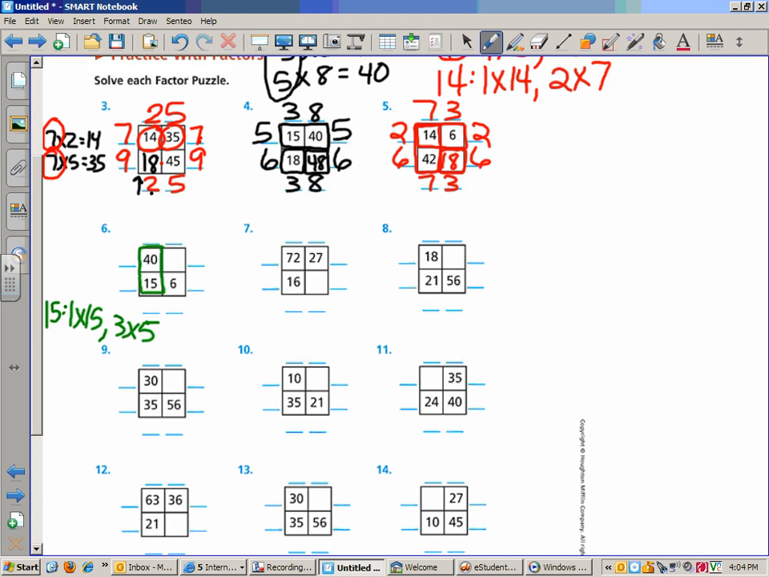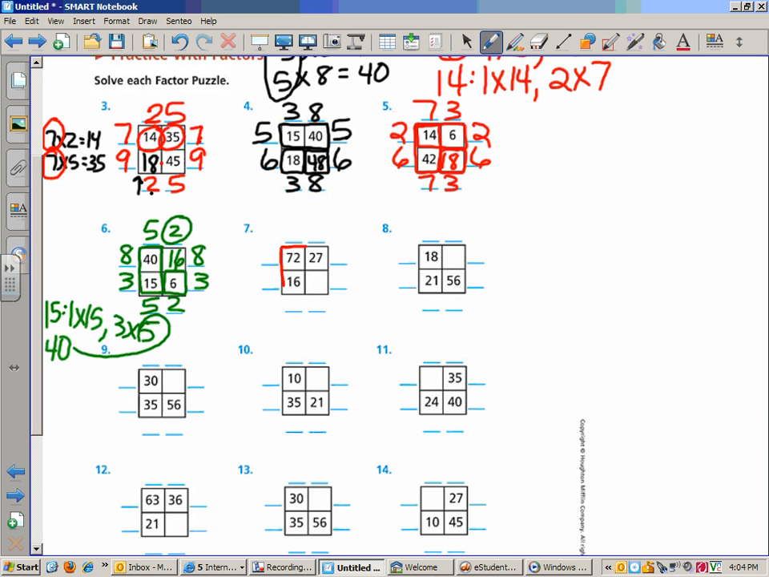Okay, so then I'm going to think of 40. I know that 40 has 5 in common, so I'm going to guess that this is 5. If that's 5, then this has to be 3. If that's 5, then this row has to be 8. If I have 6 here and I said it's 3, what number times 3 is 6? That's 2. If that's 2, 2 times 8 is what? 16. Okay. Moving on to the next one.